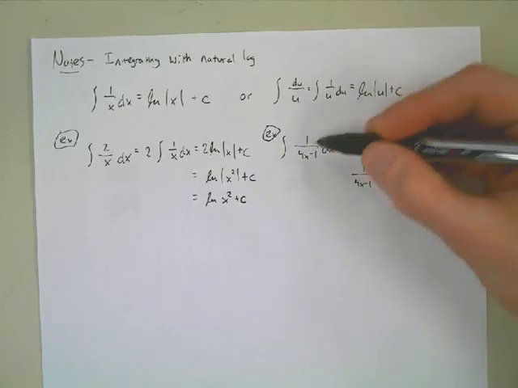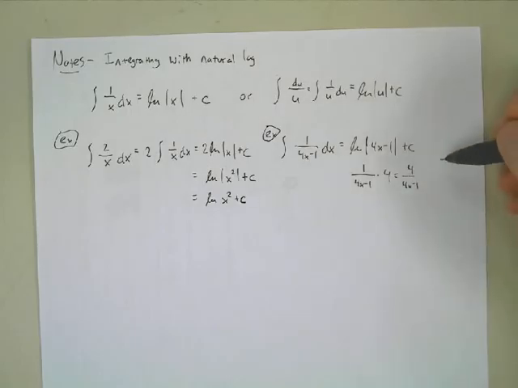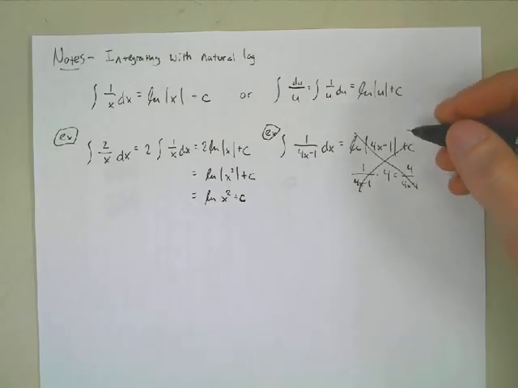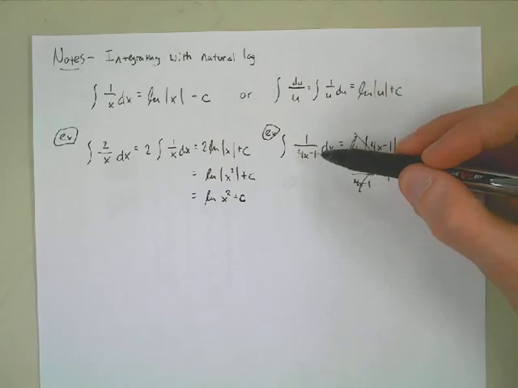We only have 1 over 4x minus 1, not 4 over 4x minus 1 here. So it's not quite a straight-up natural logarithm here. What do we need to use? It's a U substitution. We have to use a U substitution because this is not in the appropriate format.